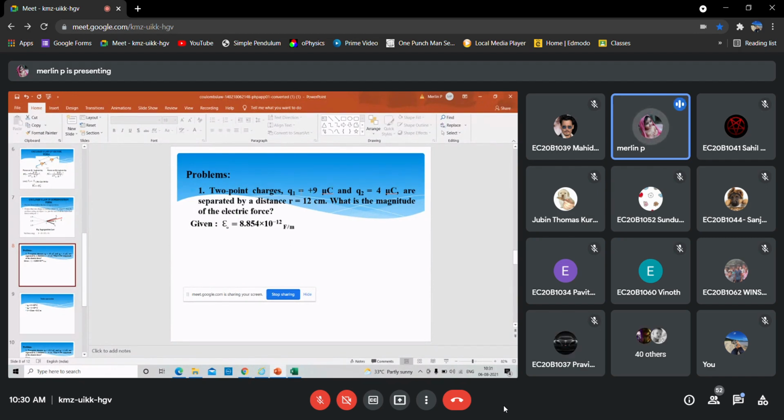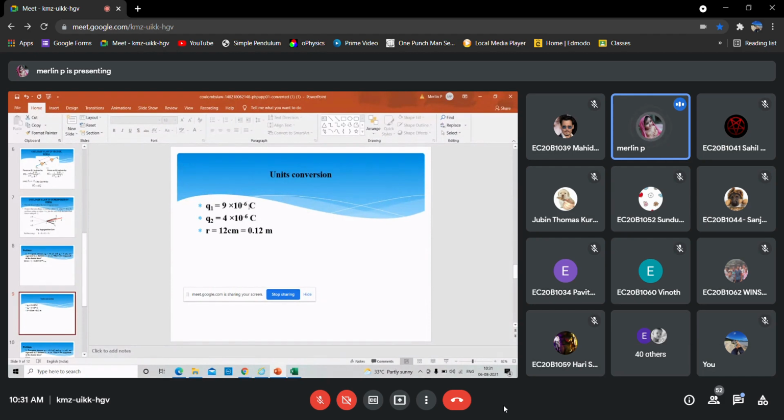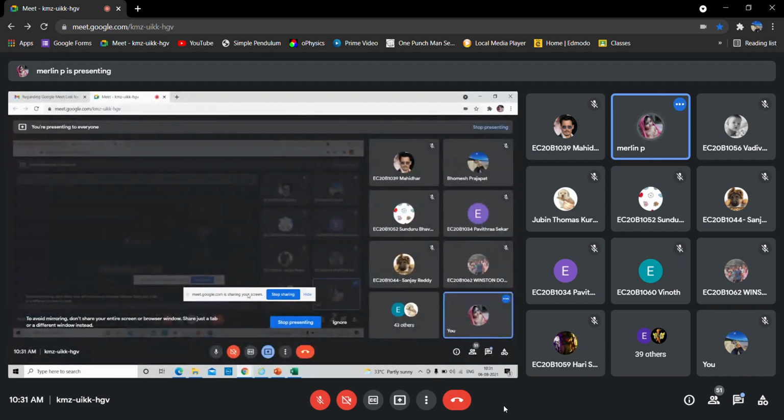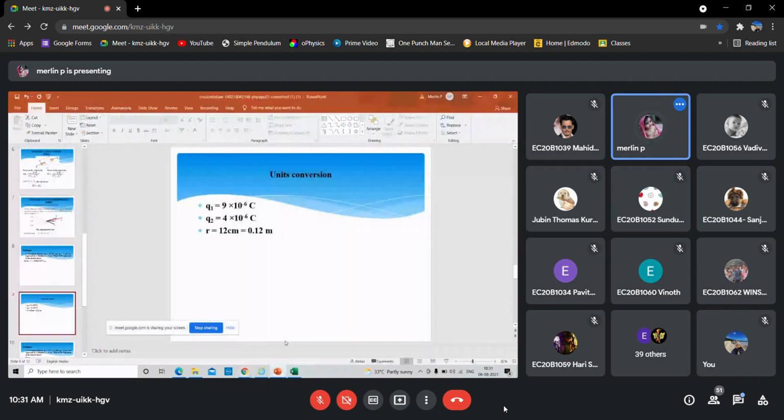So first, what should you do? It is given in microcoulomb. Microcoulomb means you should write 10 power minus 6. Micro means 10 power minus 6. If it is given in nanocoulomb, you should write 10 power minus 9. Okay. Students, is it clear? Yes, ma'am.